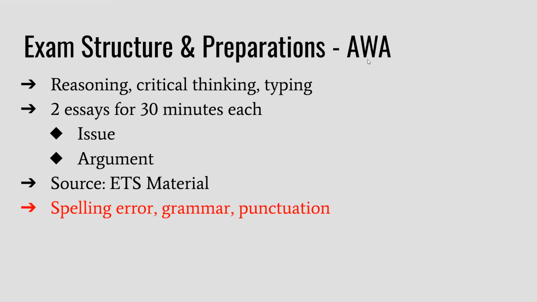Now for the analytical writing section, you need three skills: reasoning skill and critical thinking skill. Critical thinking and reasoning means criticizing, how you can criticize someone. It may be positive, it may be negative, it doesn't matter. And then you need a fast typing skill, which will come with practice. You need to write two essays, 30 minutes for each essay. First is the issue, second is the argument-based, and the source is again ETS official material only. Do not go to anything else.